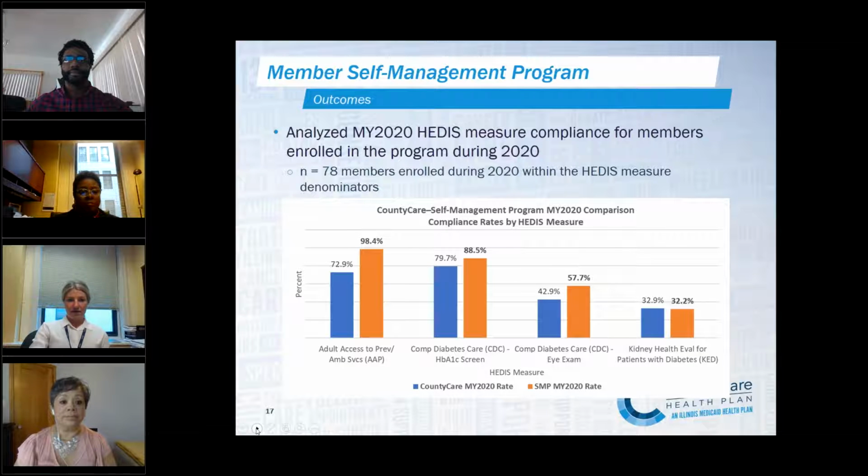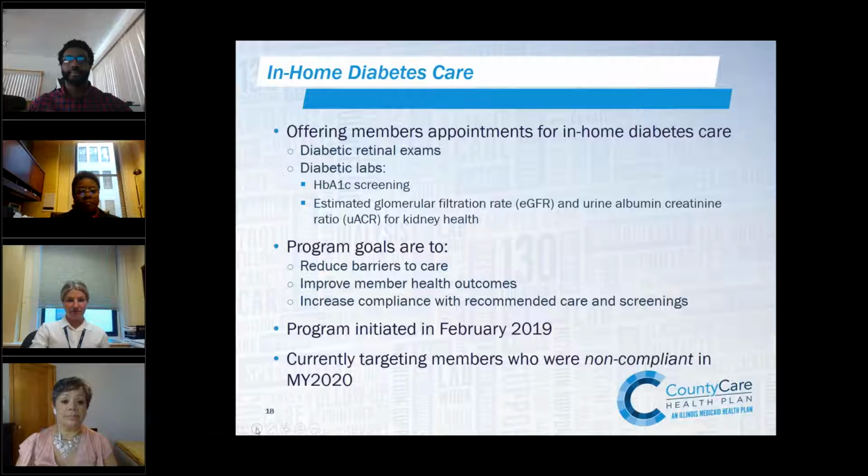On the next slide, to address one of the things that we have learned that can be an issue for many CountyCare members, which is transportation. We've added a program that offers in-home appointments for diabetic retinal exams, and we recently expanded this in-home service to include diabetic labs. Over 4,400 diabetic retinal exams have been completed since the program began 2 years ago in February 2019. We are currently using data to take a targeted approach by first outreaching members who did not complete their diabetes care screenings in 2020.